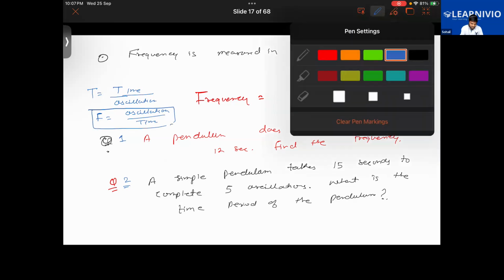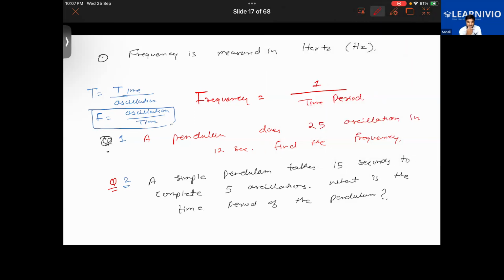So, sir, in this we should find frequency, right? Yeah, that is correct, Gauss. You have to find the frequency for the first question. It's mentioned here. Find the frequency. Yes, sir.